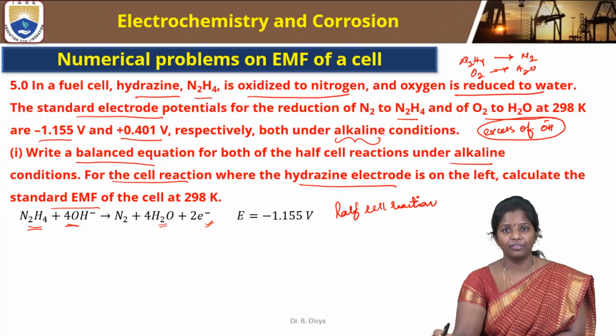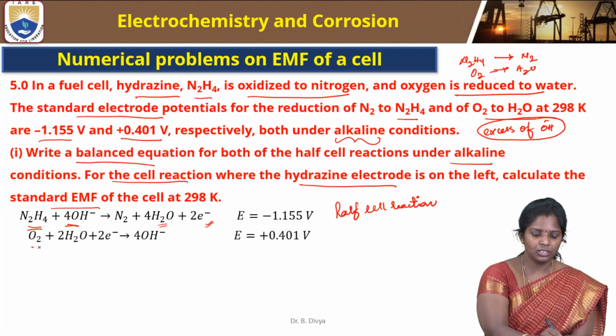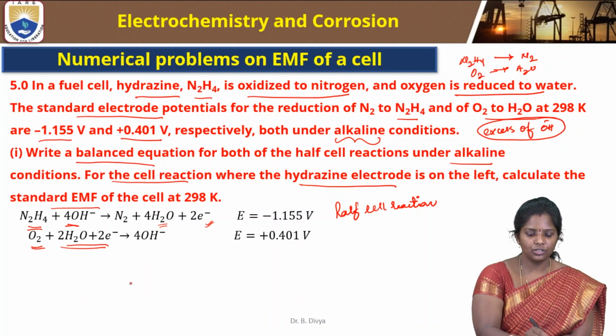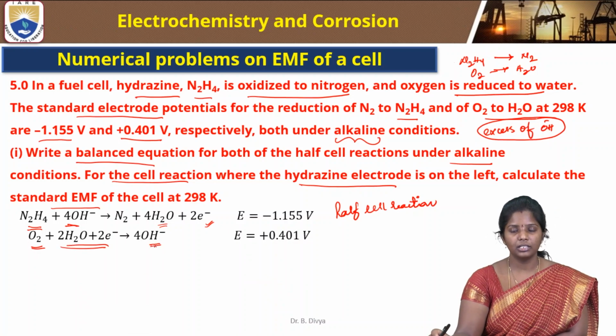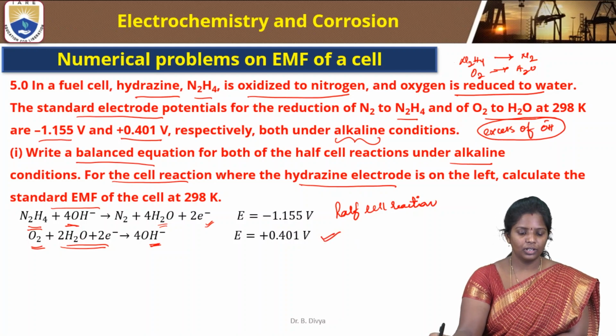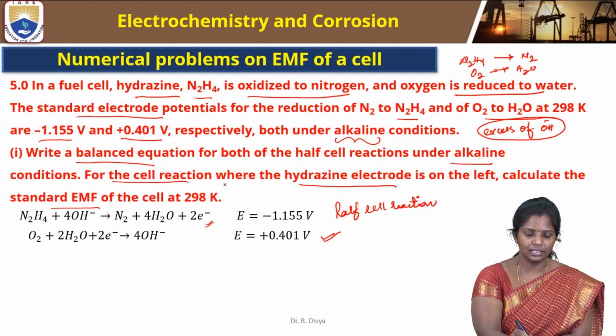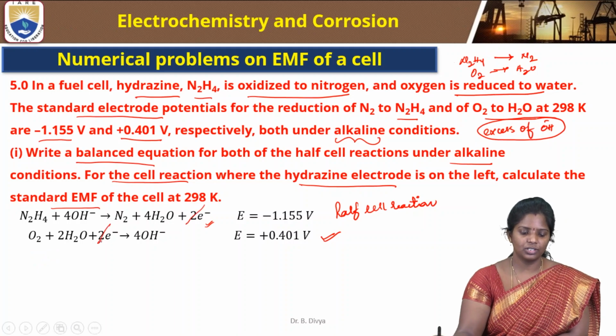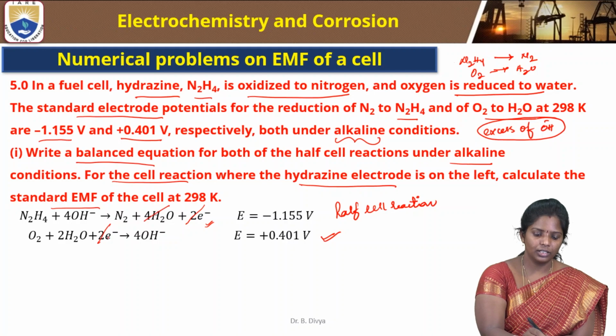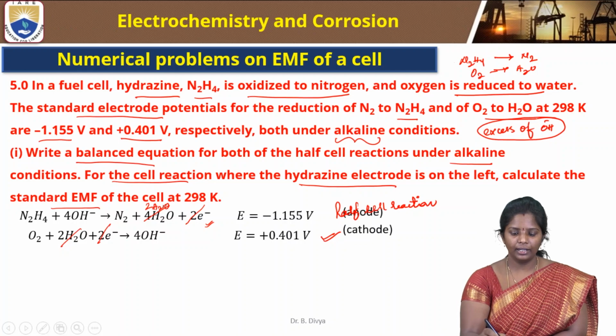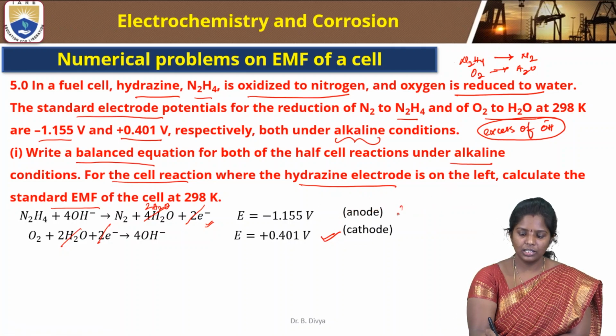The other reaction is the reduction of oxygen to water. Here the oxygen is taking up electrons and forming hydroxide ions, again giving rise to alkaline medium, and it has a potential of plus 0.401 volt. We have to write the net cell reaction for this. Whenever we write the net cell reaction, these 2 electrons and 2 electrons get cancelled, and we will have 2 H2O here.